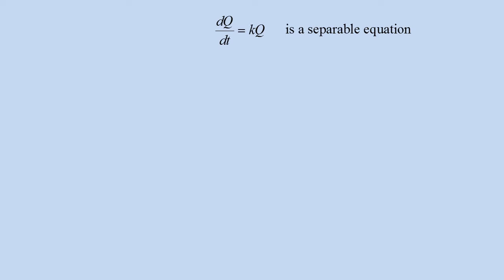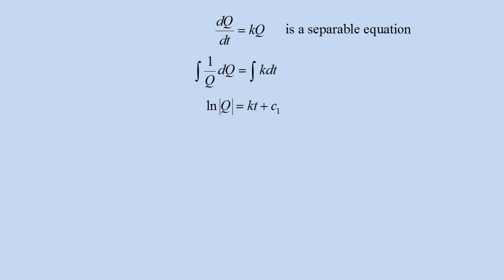Now this differential equation is separable, so we can get all of the Q's on one side, all of the T's on the other side, and then integrate both sides. The integral of 1 over Q would be ln Q. The integral of k with respect to t would be k times t. And then our constant of integration.